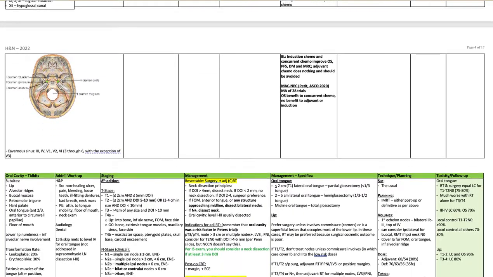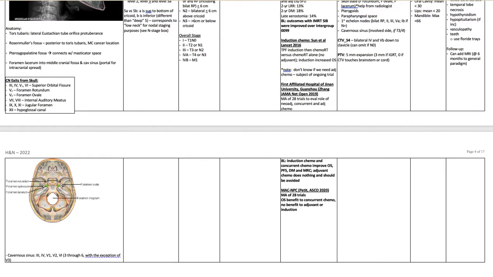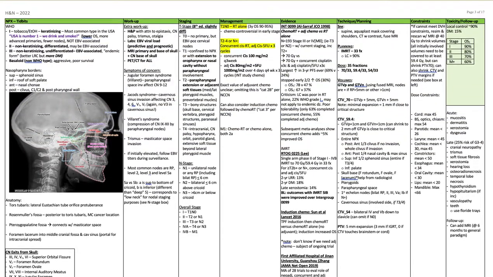Here's a picture of the foramen rotundum, which is kind of near the anterior clinoid processes. Then the foramen ovale, which is kind of oval-shaped, and then the foramen lacerum medially and the foramen spinosum laterally. Cavernous sinus contains 3, 4, V1, V2, and 6. 3 through 6 with the exception of V3.